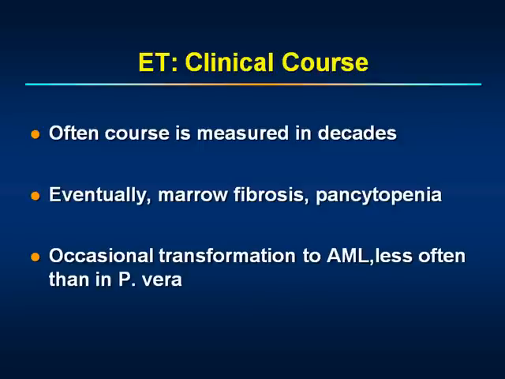The clinical course is measured in decades. Eventually, myelofibrosis and pancytopenia intervene, and again, occasional transformation to AML, but less often than in P Vera.